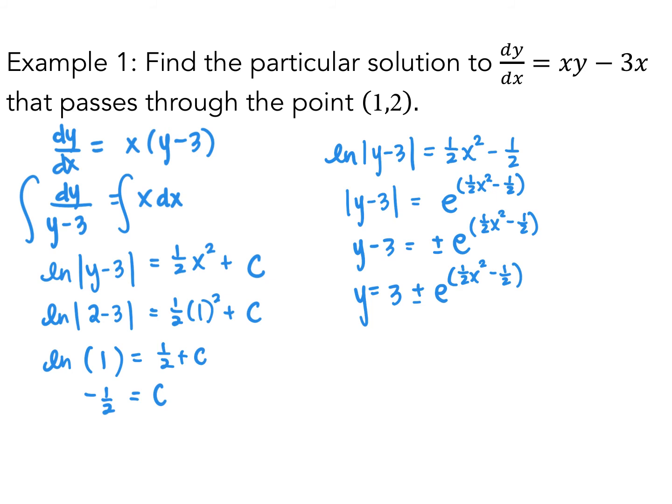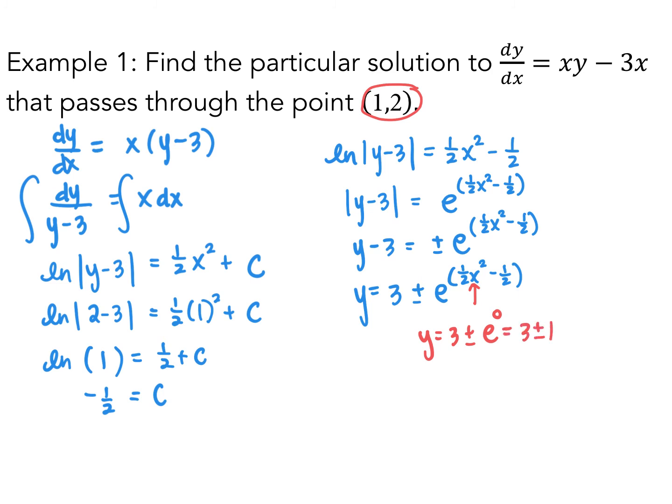And now I need to select whether I'm going to use the positive or the negative version of this equation. So I need to look back at my initial condition. If I plug in 1, I need to make sure I get 2. So if I plug in the number 1 right here, I'm going to get y equals 3 plus or minus e to the, and I'm going to get e to the 0, which is 1. So this will be 3 plus or minus 1.